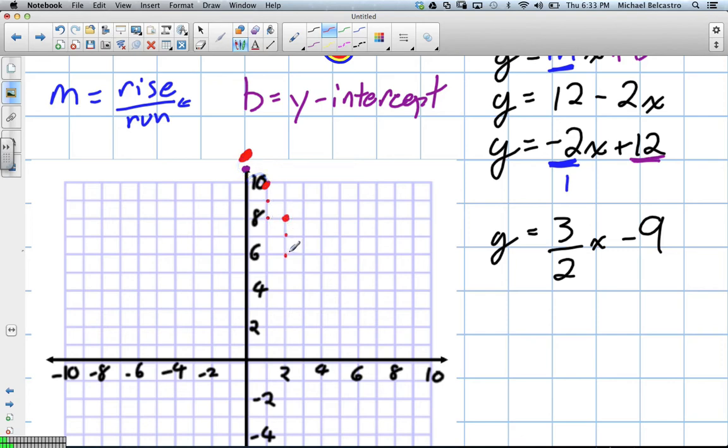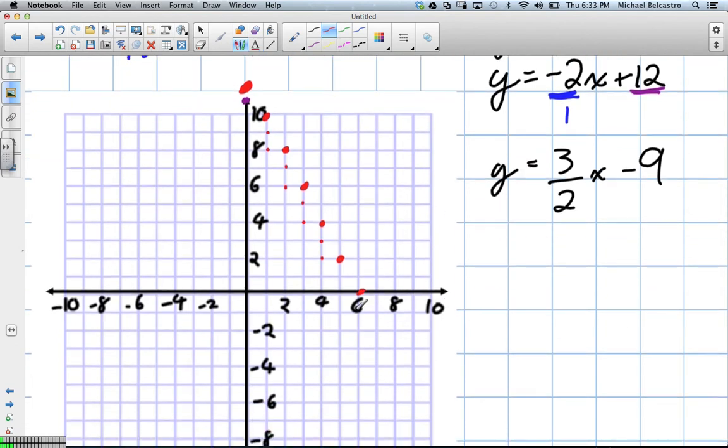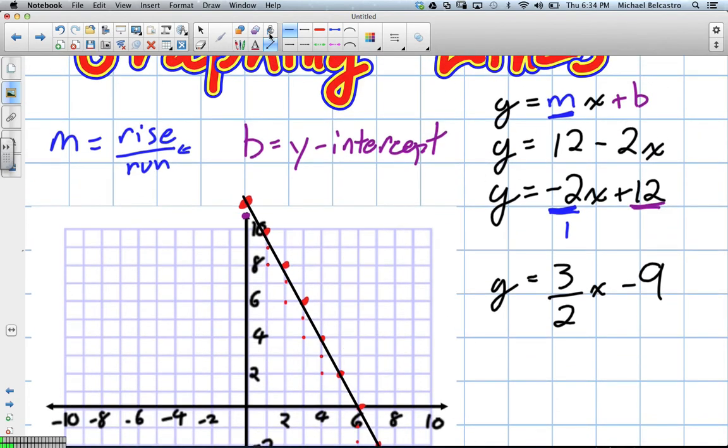Down 2 over 1, down 2 over 1. And this pattern just continues. Okay? So essentially we have a straight line going through there. Now I know it looks a little confusing, but there's our line. Okay? There's our straight line. So that's what this equation just represented.